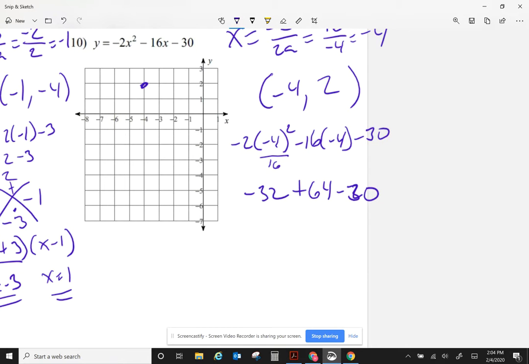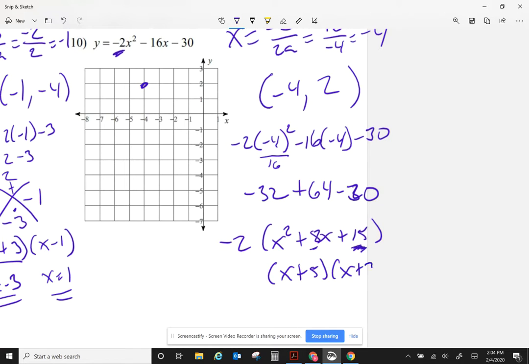Now, it would be nice if my first number was a 1. I could factor it. As a matter of fact, let me divide everything by negative 2. So I have x squared plus 8x plus 15. I'm thinking two numbers that multiply to 15, but added equal 8. I'm going to factor this as x plus 5, x plus 3.